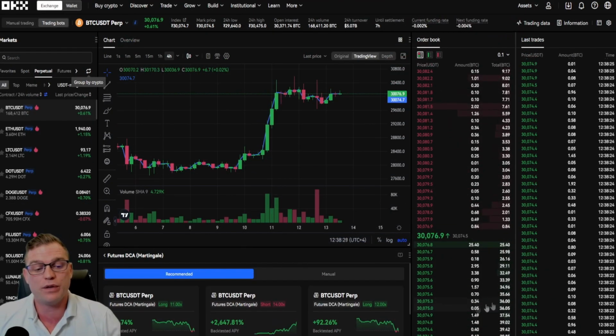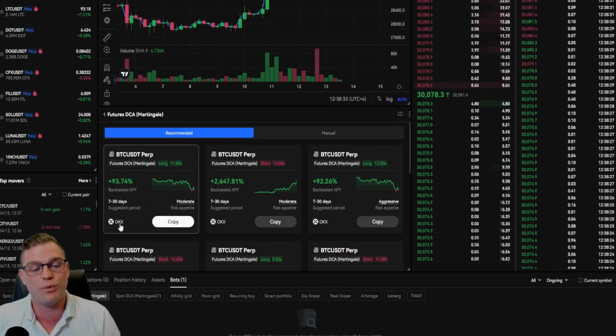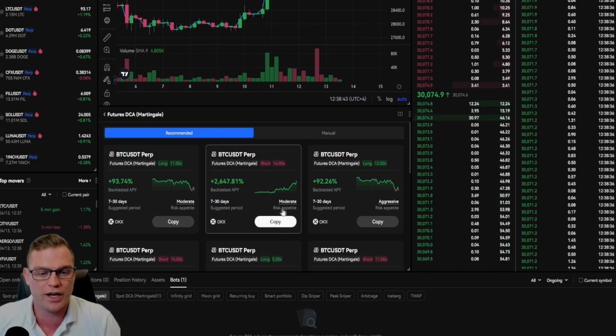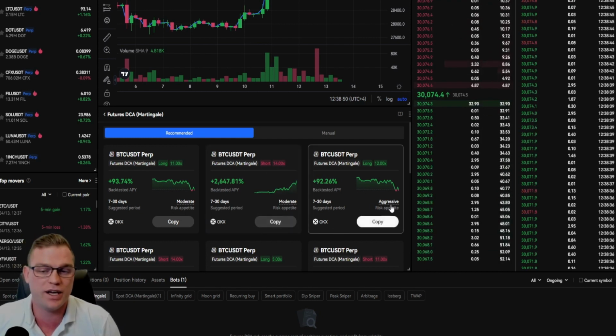Now first we have the recommended down here. This is just like the marketplace, and again, just like the spot DCA, we have OKX perpetuals. They are bringing their own as well. This one here is 93.74% annual percentage yield. That's back tested. We also have here one with a risk of moderate. We have 2,647. That is a short. And we also have here an aggressive one, which is a long 12 times leverage at 92.26%.